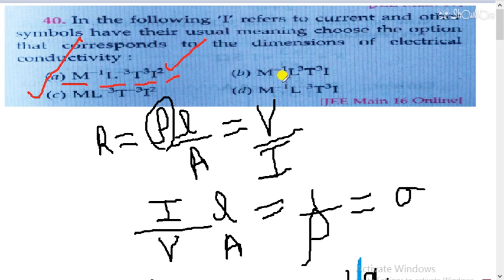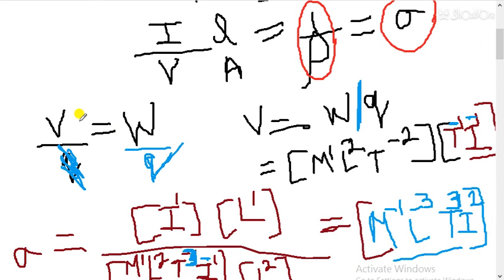You have to take care. Firstly, we have taken R equal to rho into L upon A, and resistance we can also write as V by I. Then taking 1 by rho on the right hand side, this is 1 by resistivity, that is equal to conductivity of the circuit. Now after that I have to find the dimensions of V. So potential is equal to work done per unit charge. So this we have done, and charge Q is equal to I into T.